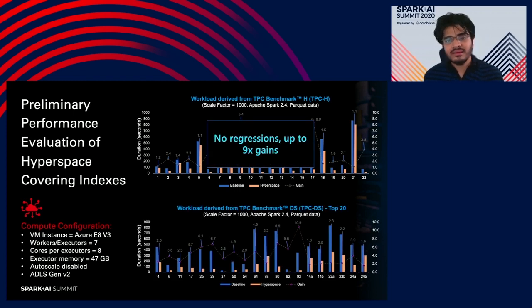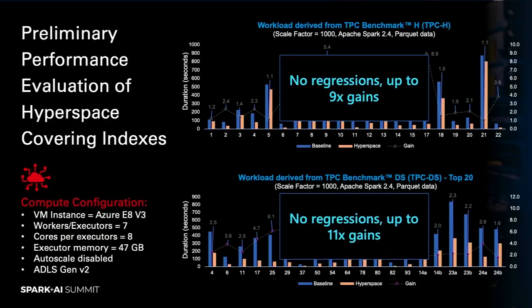Now let's look at the second workload derived from the TPC benchmark DS, or in short TPC-DS. For brevity, we just show the top 20 queries. TPC-DS in our workload consists of a total of 103 queries. And what you can notice here is a similar pattern. Again, there are no regressions, and in fact, up to 11x gains to be had.